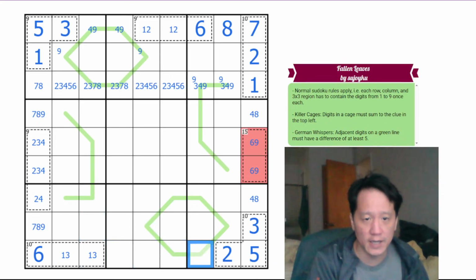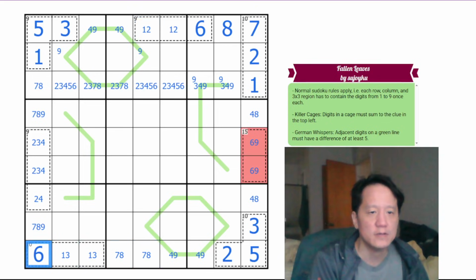This is then, again, a 4, which must be next to a 9 on the Whisper 5 line. So this must be a 7, 8 pair left again. 3 is one of these two. We don't know which. This 3 eliminates 3 here. So this is 1, which makes this 3.